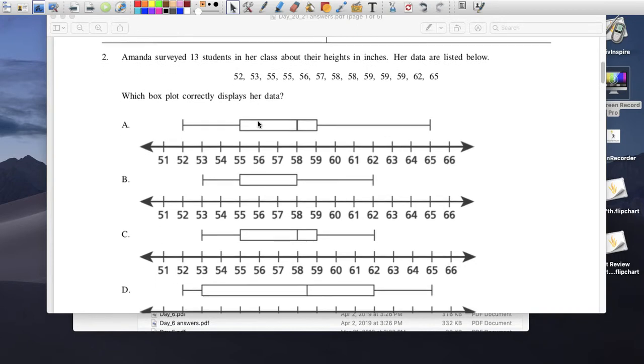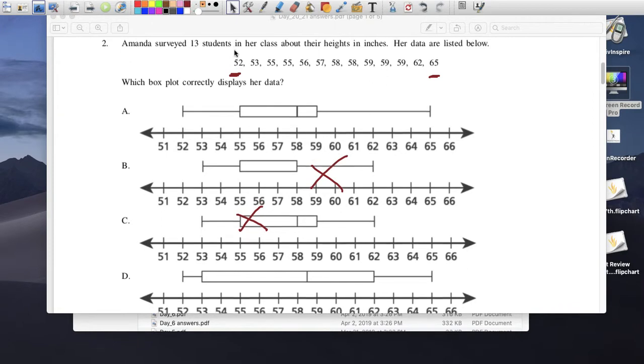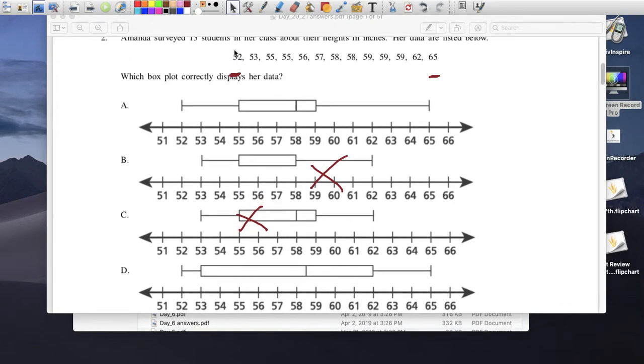Number 2, Amanda surveyed 13 students in her class about her height in inches. Here's her data below. Which box plot correctly displays her data? Are these numbers in order? Yes, they are. So right away, we can look for the min and max. Anything that has a 52 as a min and 65 as a max is something we want to consider. This is already gone because it doesn't have the min as 52. This one also is gone. So now we're left with A and D. A and D both start at 52 and both end at 65.